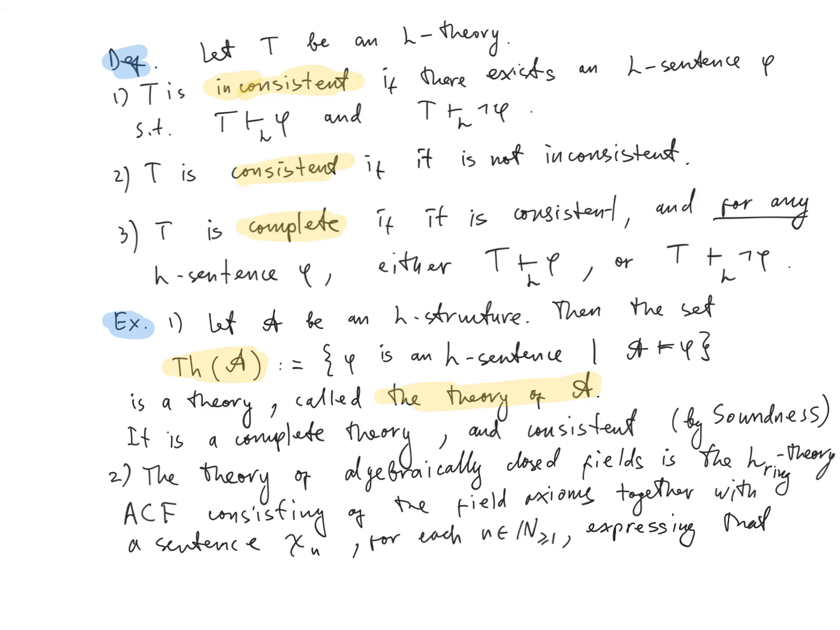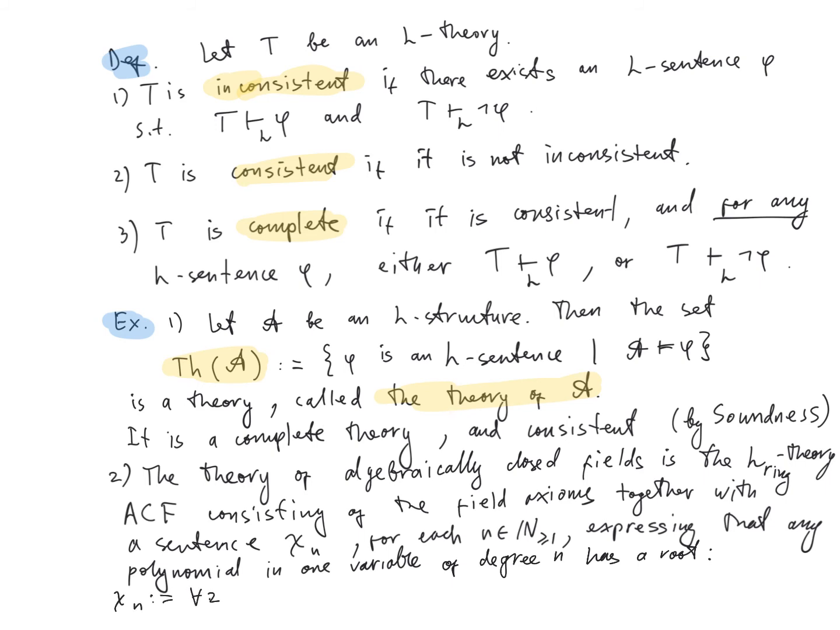that any polynomial in one variable of degree n has a root, which is exactly the definition of algebraic closedness of a field. So we can write this sentence as chi n, for example, as follows.